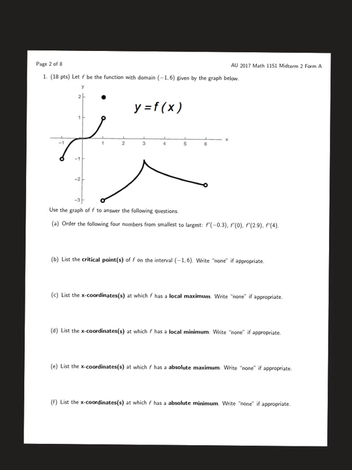So for the first problem, it is said that f is the function with domain -1 to 6, just referring to the x values here. So we're going from -1 all the way to 6. Order the following four numbers from smallest to largest: the first derivative at -0.3, the first derivative at 0, the first derivative at 2.9, and the first derivative at 4. So I'm going to use four different colors here. Let me use blue, red, green, and yellow.